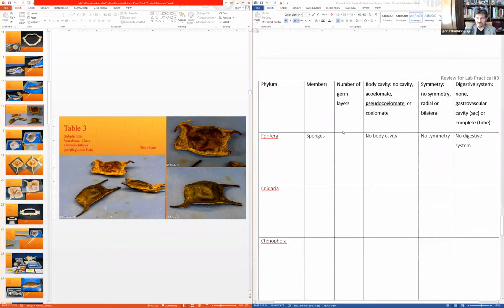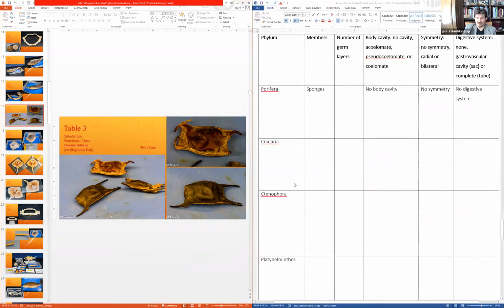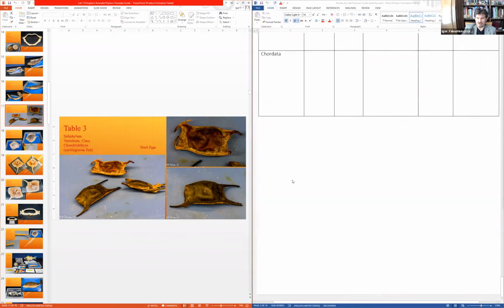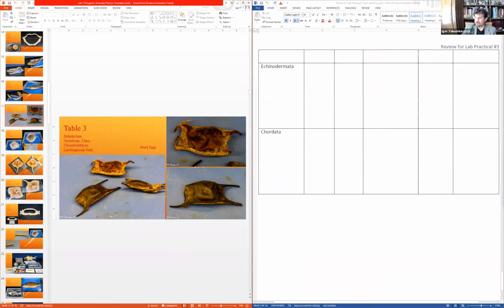And then we have members. You can basically fill it up by yourself. If you're not really sure, send me an email to check on that, and we're pretty much done today.